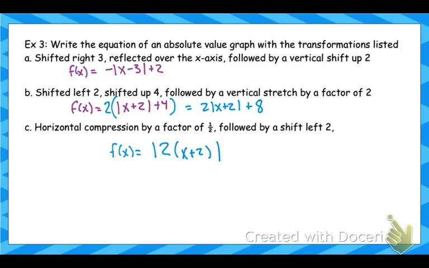And that's it for our absolute value graph. So again, just pay attention to your transformations. Make sure you can factor out anything that's in front of that x inside the absolute value bars.